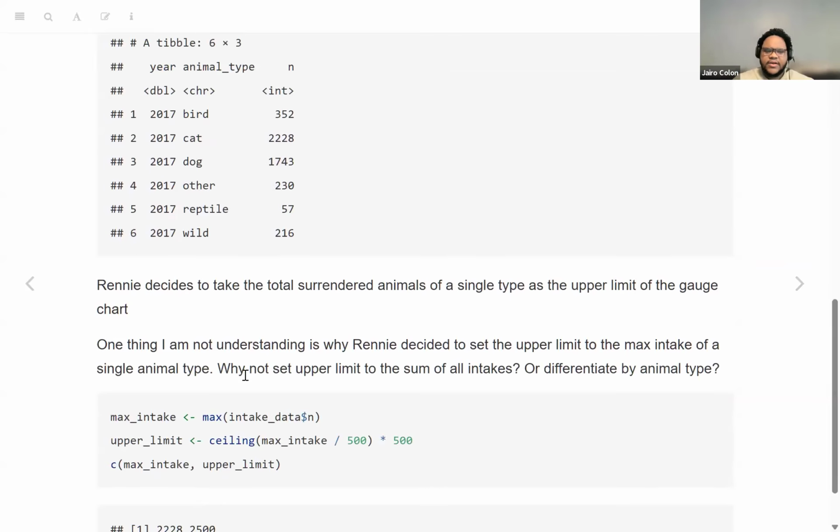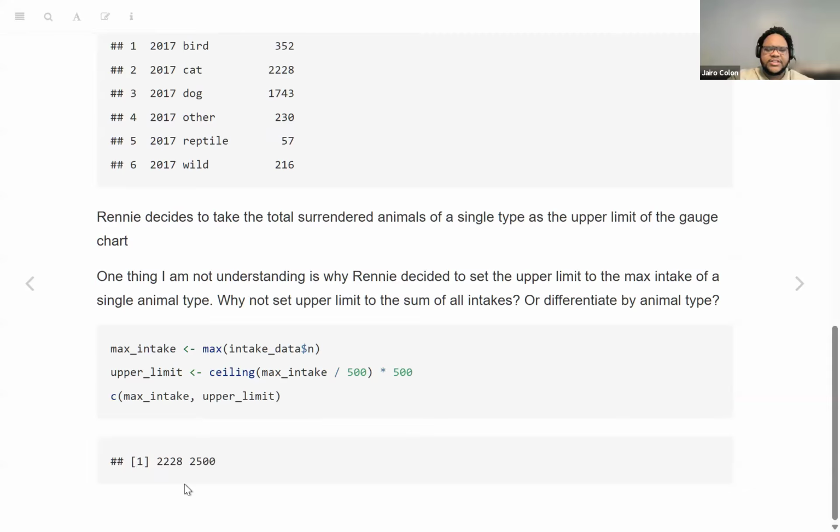What I didn't understand, and I still don't completely understand 100%. From what I could gather and how I read the text, and I'm not sure if my interpretation is wrong, it seems like she set the ceiling to the maximum number of intakes for the animal with the highest number of intakes. So it ends up being cat at 2281, and she sets the ceiling for the gauge chart at 2500. I didn't understand that decision, because then it makes it so that none of the gauge charts are really at 100%. It's just comparing to the max.